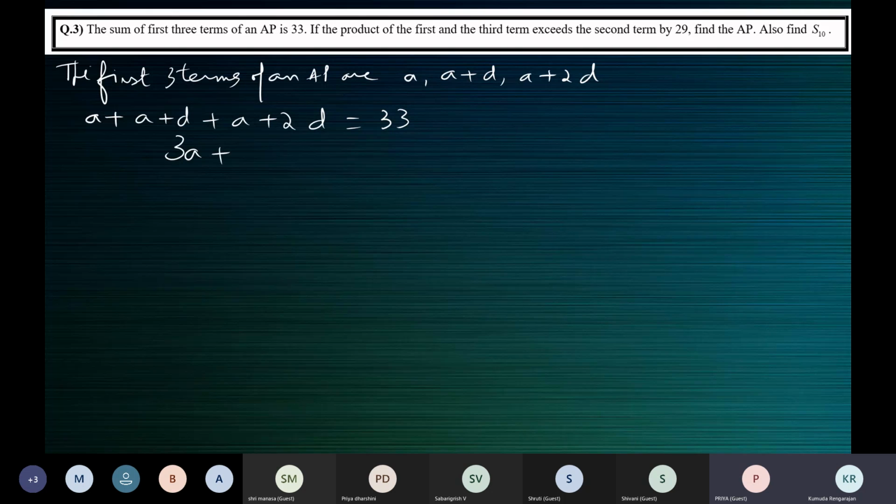So 3A plus 3D is equal to 33. 3 common, A plus D is equal to 33 by 3, that is 11. So A plus D is equal to 11. Write down till here.